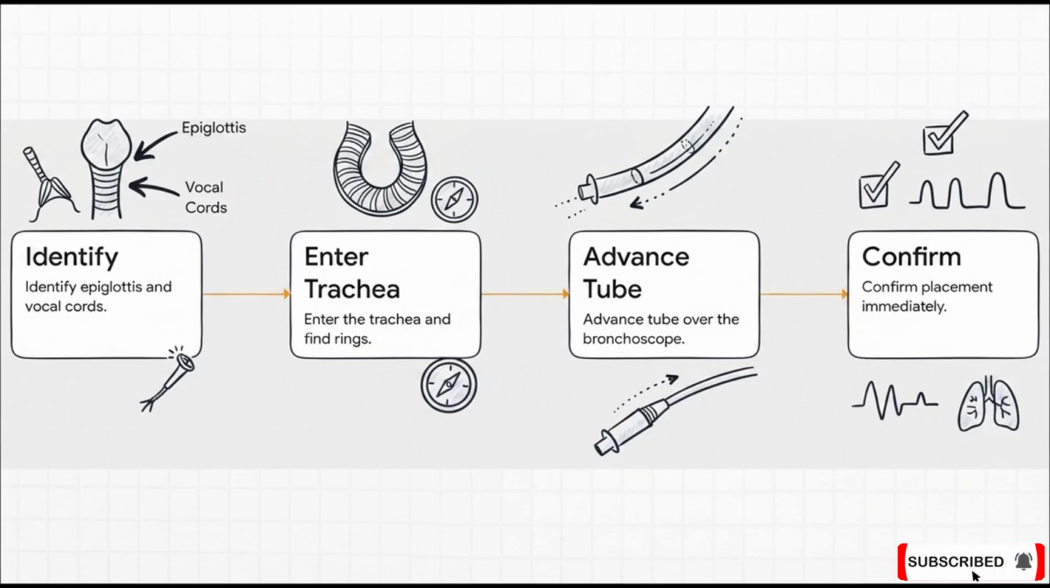First, the bronchoscope is carefully advanced through the numbed airway, identifying the epiglottis and then the vocal cords. Second, it enters the trachea, where the operator can visually identify those characteristic tracheal rings, which acts as this sort of anatomical GPS confirming, yes, we are in the right pipe. Third, the endotracheal tube is smoothly slid down over the bronchoscope directly into the trachea. And fourth, placement is immediately confirmed.